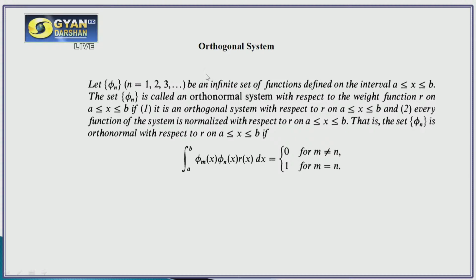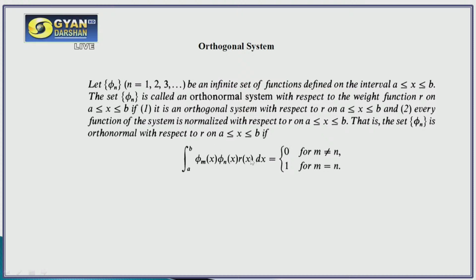Next, what are orthogonal systems? Suppose you have a set of infinite functions, and they will be an orthogonal set if you calculate this integration and, for m not equal to n, it leads to 0. And for m equal to n, if it leads to 1, we say it is orthonormal. If only the first property holds, that for different phi you get 0, then we say it is an orthogonal system.